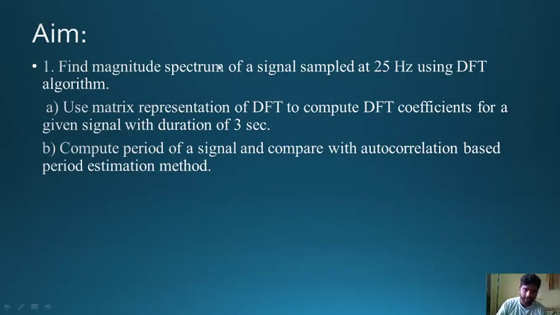Today we are going to find the magnitude spectrum of a signal sampled at 25 Hz using the DFT algorithm. In this, we'll use the matrix representation of DFT to compute DFT coefficients for a given signal with a duration of 3 seconds. Then compute the period of the signal using the autocorrelation method, and we'll compare both the pitch period values.